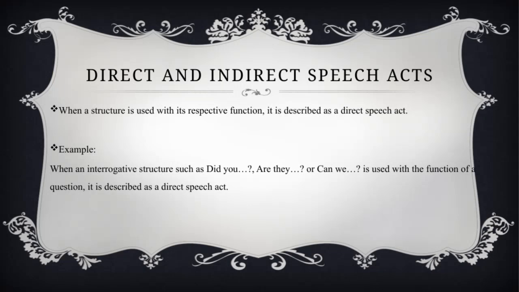When we talk about speech acts, it's important to understand the relationship between structure and function. When a specific structure is used together with its corresponding function, we call it a direct speech act. For example, if I ask a question using an interrogative structure like "Did you?" or "Are they?" or "Can we?" and the purpose of that structure is to inquire or seek information, then that is classified as a direct speech act. This concept helps us see how language functions in real conversation, connecting the form we use with what we intend to accomplish. It's a straightforward way to understand communication, because the structure directly matches the speaker's intention.